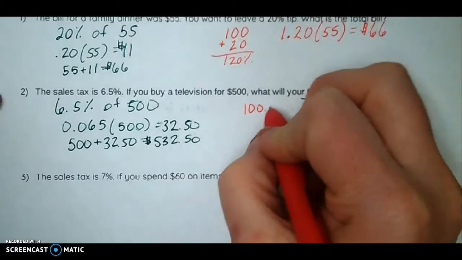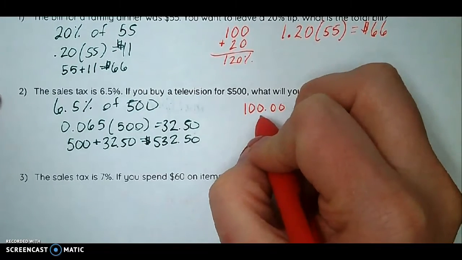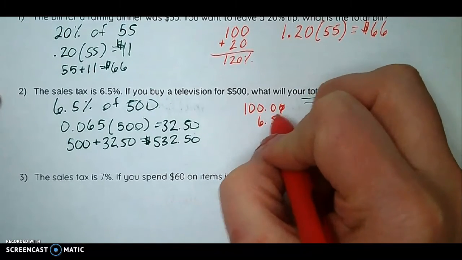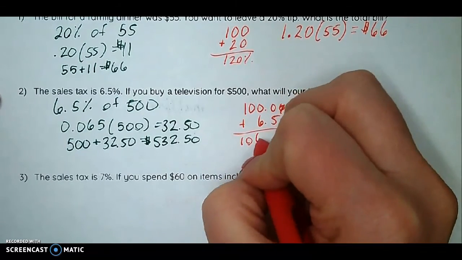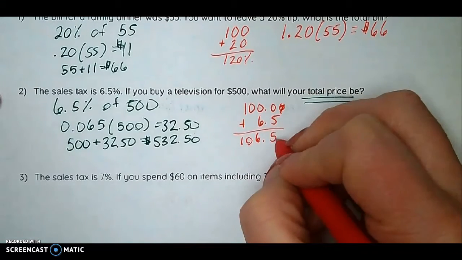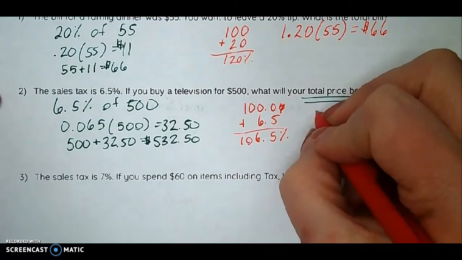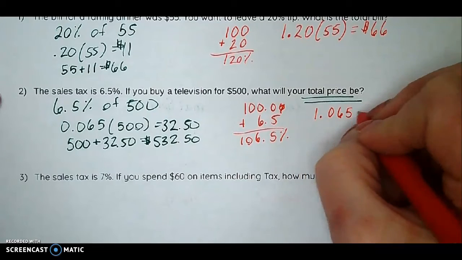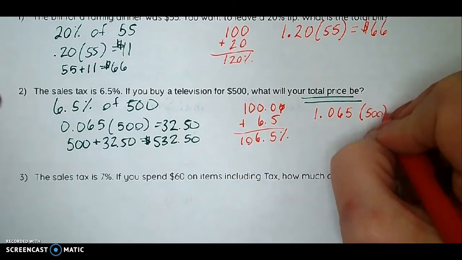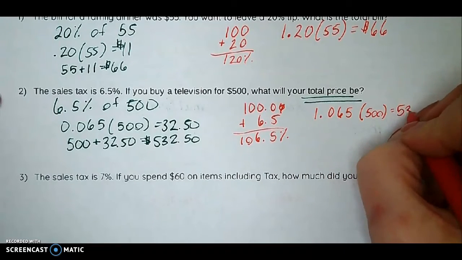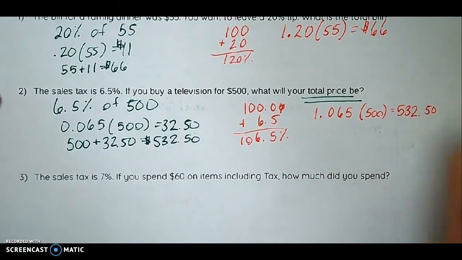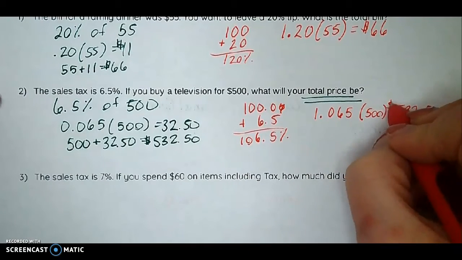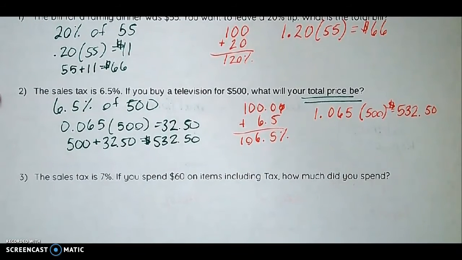Method 2, I am going to add, to find out that I'm paying 106.5%, which I would write as 1.065, and I would multiply that times 500, and I would get the answer of $532.50 without having to add anything on at the end.